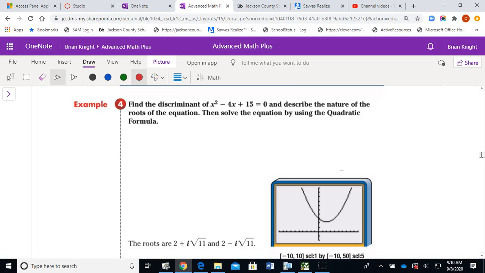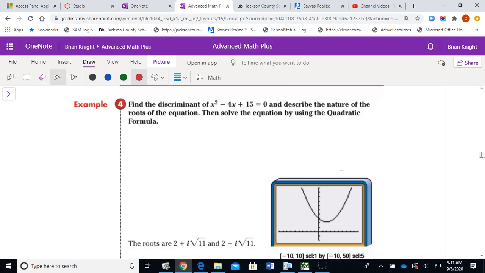Number 4 says find the discriminant of x squared minus 4x plus 15 equals 0 and describe the nature of the roots of the equation. Then solve the equation by using the quadratic formula. Again, they graphed it for me here. When they say what is the nature of the roots, they're asking what kind of answers you're going to have. Are they going to be real? Are they going to be imaginary? Notice they graphed it. Did it cross the x-axis? No. Therefore, they will be imaginary. We're going to have 2 imaginary.